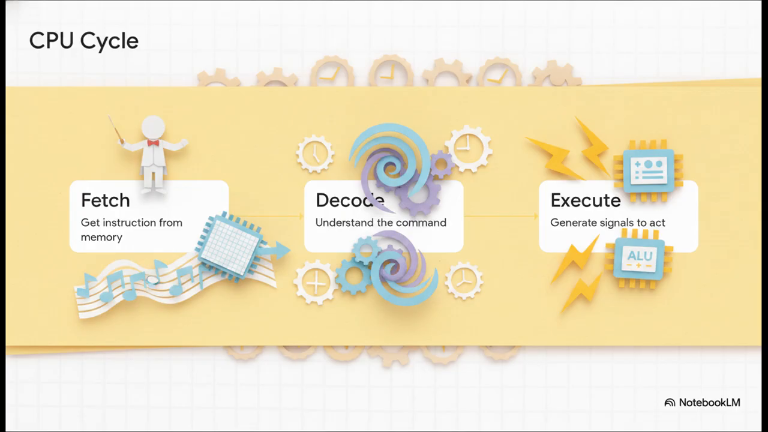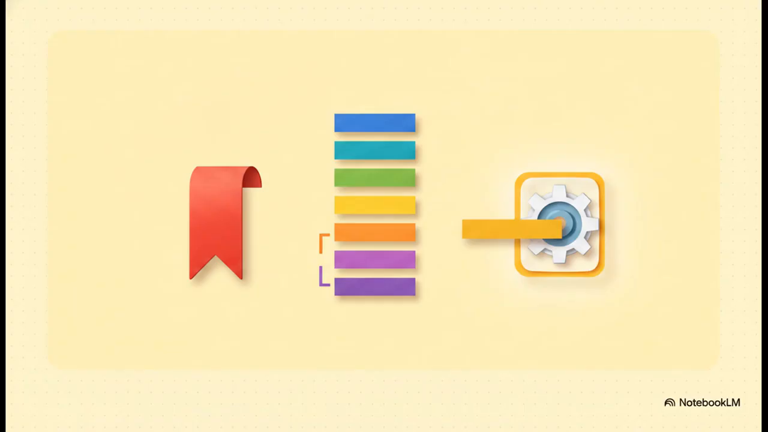And here's the crazy part. The CPU repeats this fetch, decode, execute cycle literally billions of times every single second, completely dictated by its clock speed. With billions of cycles happening so fast, you might be wondering, how does it not just get lost? Well, the CPU relies on two very specific registers to keep its place.